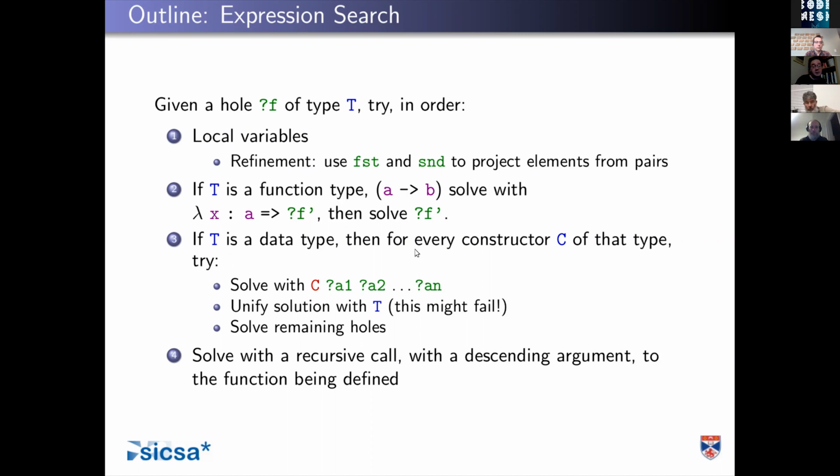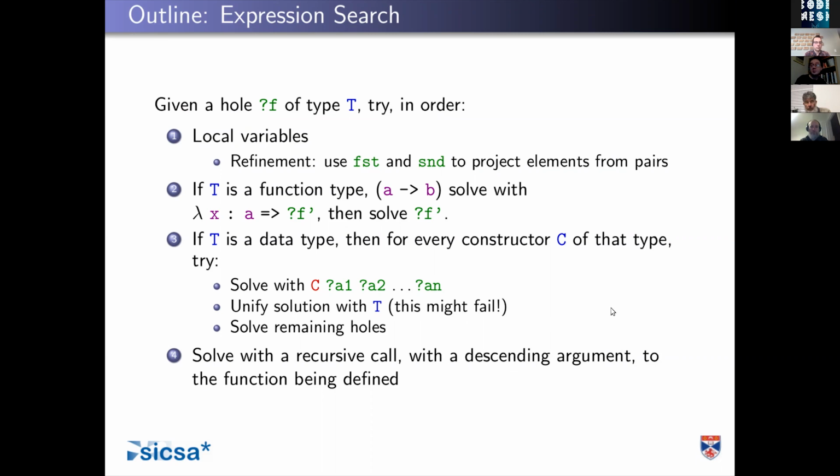If it's a data type, then we'll look at every constructor of that data type. We'll try them in order. We'll only try them applied to new holes. So we'll generate some new holes and then unify the thing that we've just invented with the type we're looking for. And if that doesn't work, we'll try a recursive call. So with the descending argument we saw earlier in select thing, that doesn't actually do that. It should. It's got the information, it just doesn't check properly. Always solve with a recursive call.